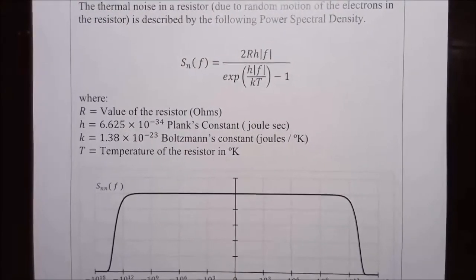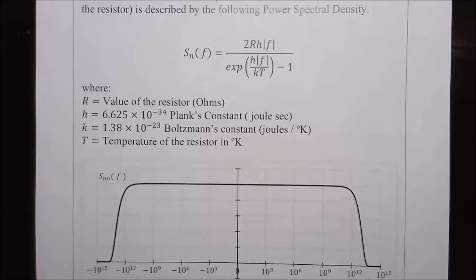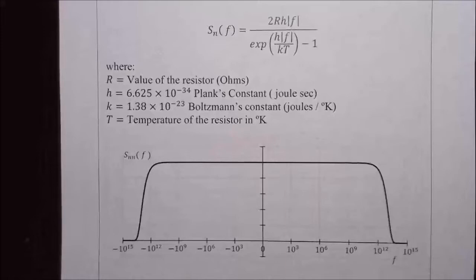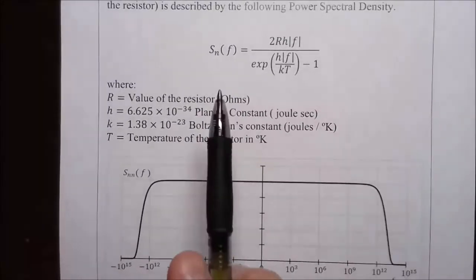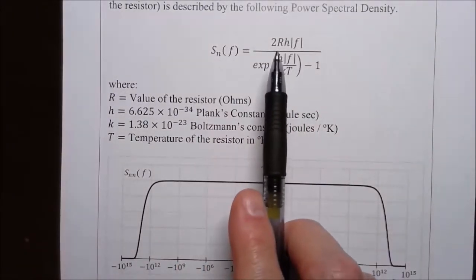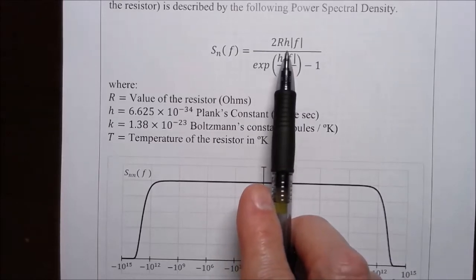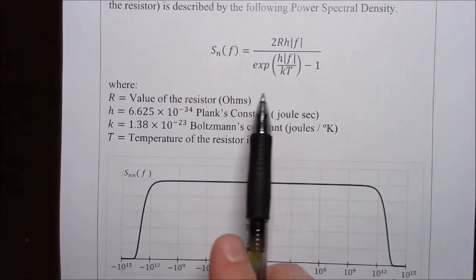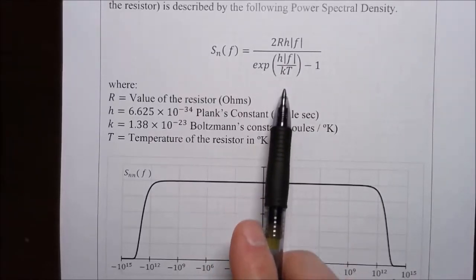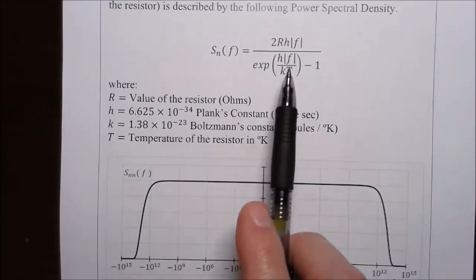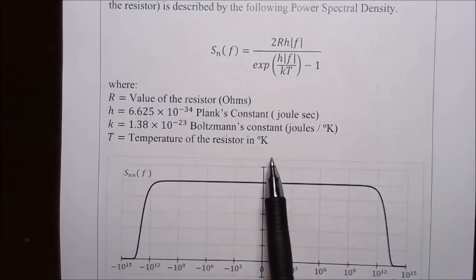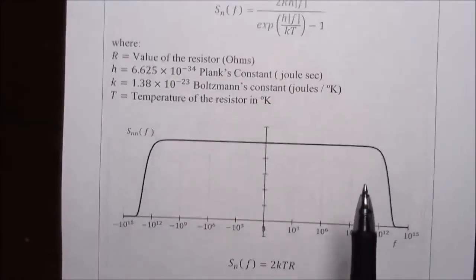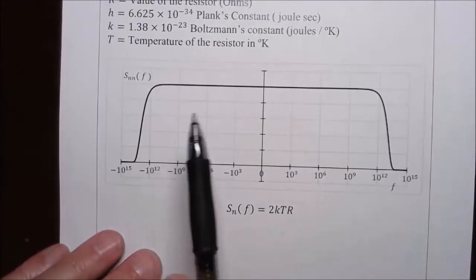Thankfully, it's beyond the scope of this course, but the power spectral density of the thermal noise in resistors has been worked out, and it follows this kind of equation for the power spectral density. It involves the value of the resistor, it involves h, Planck's constant, f is frequency, and this is just the absolute value of the frequency, and then it's an exponential function, again Planck's constant, the frequency. k is Boltzmann's constant, T is the temperature of the resistor in Kelvin, 1 is a constant, and if you plot this as a function of frequency, this is the kind of shape you get.